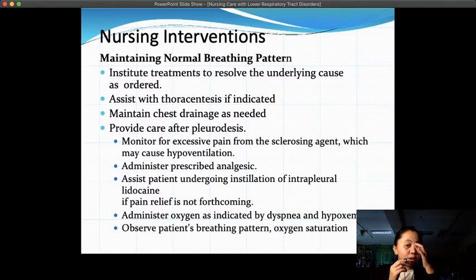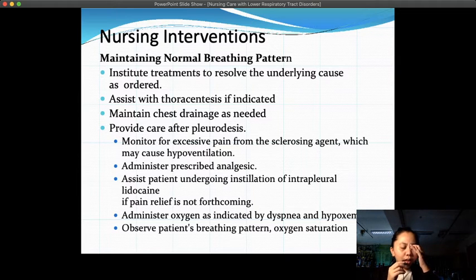So maintain chest drainage as needed and then provide care after pleurodesis. So monitor for excessive pain for the sclerosing agent which may cause hypoventilation. Administer prescribed analgesic. Assist patient undergoing installation of intrapleural lidocaine if pain relief is not forthcoming. So lidocaine is one of those simpler anesthesia. Administer oxygen as indicated by dyspnea and hypoxemia. Observe patient's breathing pattern and then observe also the oxygen saturation.